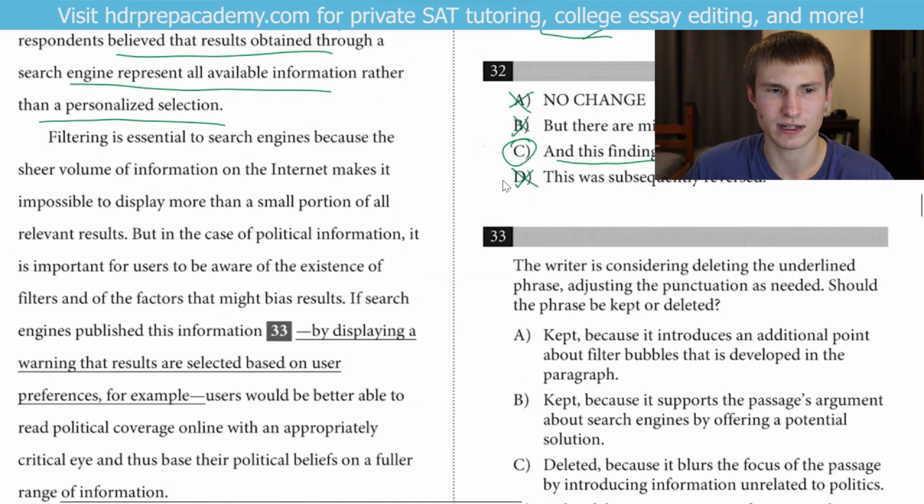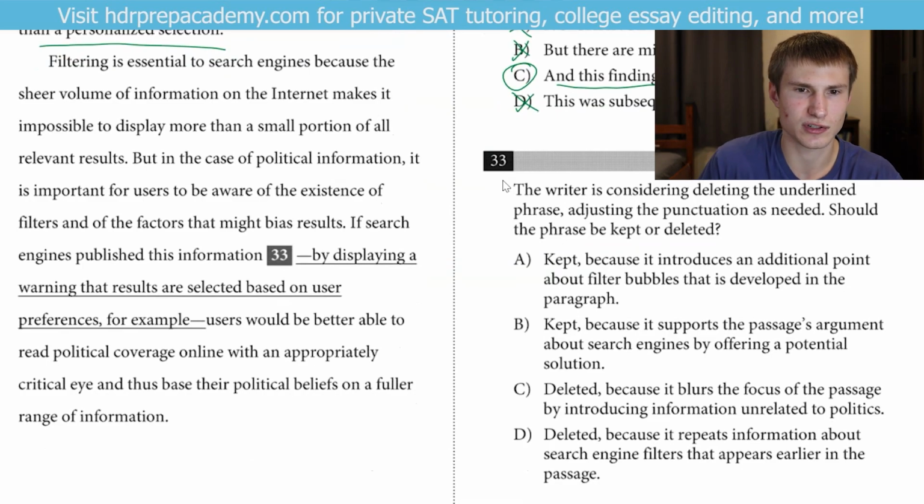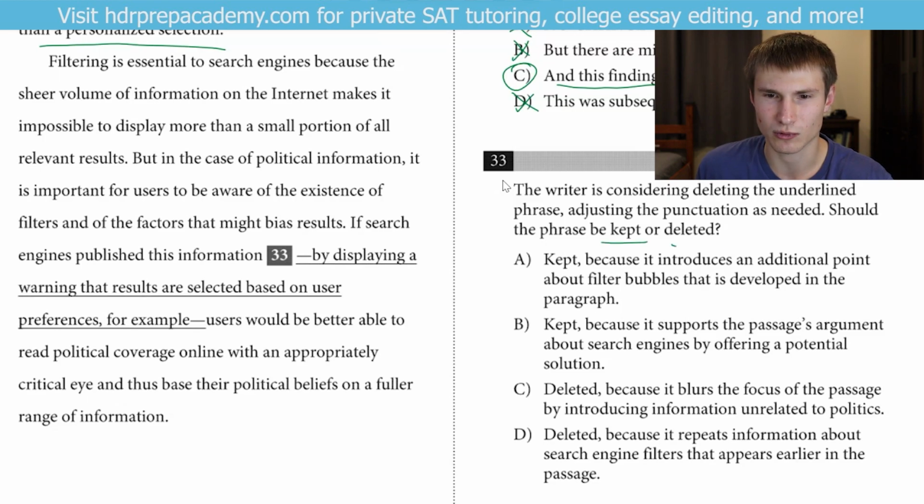All right, looking at 33 now. Filtering is essential to search engines because the sheer volume of information on the internet makes it impossible to display more than a small portion of all relevant results. But in the case of political information, it is important for users to be aware of the existence of filters and of the factors that might bias results. If search engines publish this information, now we're asked if the phrase underlined should be kept or deleted. Keep in mind we would adjust the punctuation as needed. So let's go and read on.